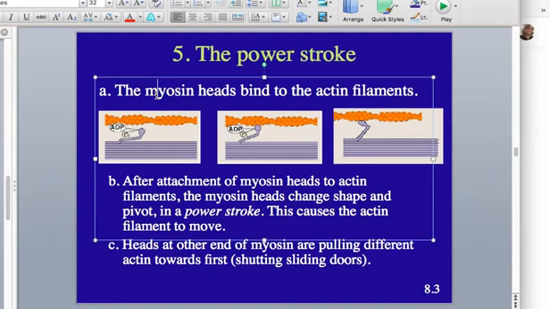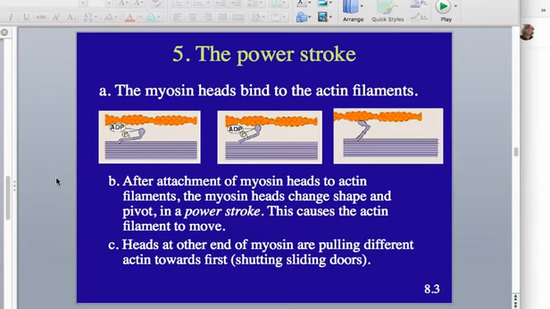So what are we at, step 5? It's called the power stroke. Now that troponin is out of the way, troponin has moved tropomyosin out of the way, well, that's all myosin has been waiting for. Myosin has been waiting all this time for a chance to swoop in and grab that actin. As soon as troponin moves the tropomyosin out of the way, boom, myosin is there to grab it. Okay?